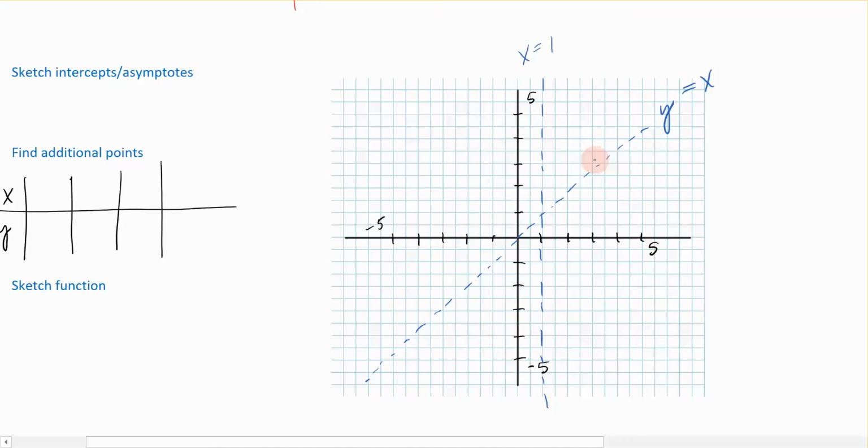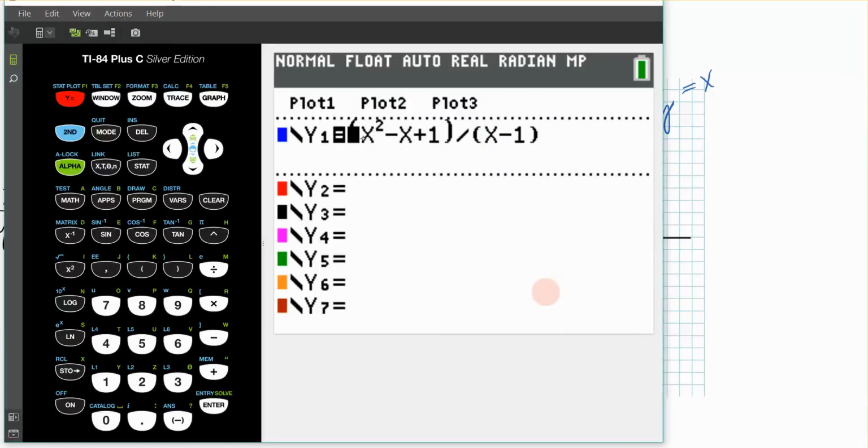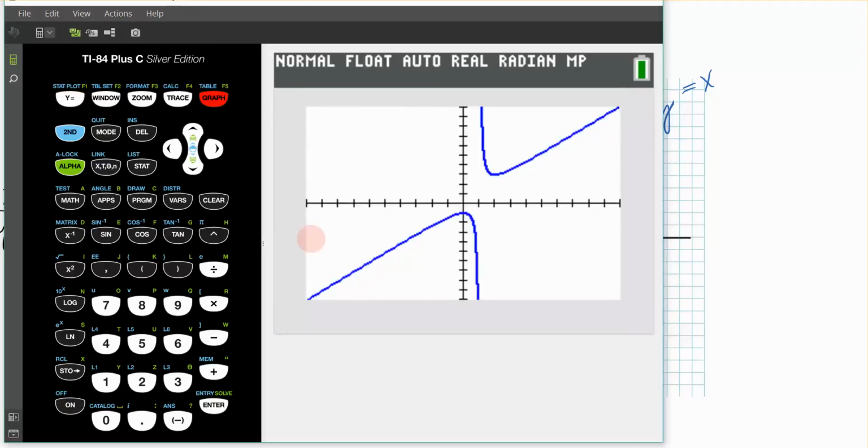Okay? What else do I know? I know that I had a y-intercept at 0, negative 1. So far that's all that I know, and now I'm ready to put it into my calculator. So you can see here that I have the numerator in parentheses divided by the denominator in parentheses, and when I show you what the graph looks like, it looks like that. And you can kind of start to visualize where that slanted asymptote is, as well as where my vertical asymptote is.